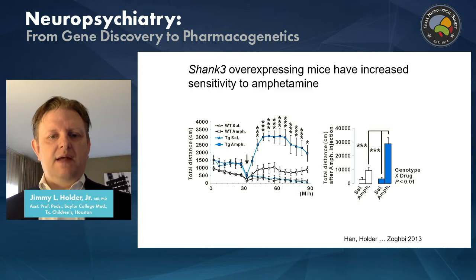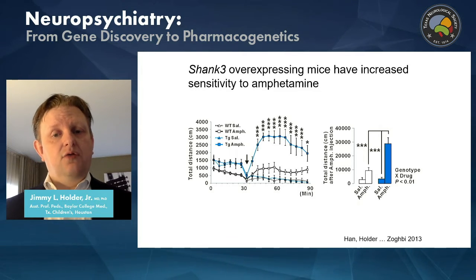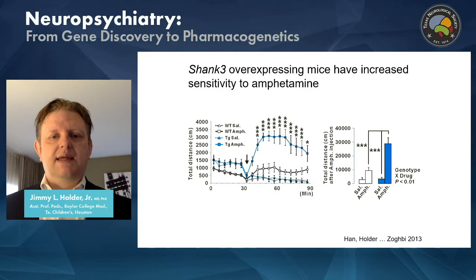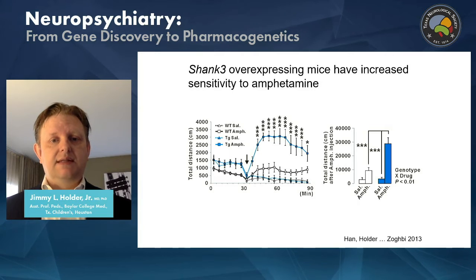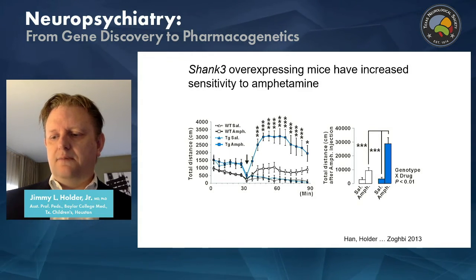We found for wild type mice there was a slight increase in activity as we expected. But for the SHANK3 overexpressing mice, we found exactly the opposite of what we expected, which was a dramatic increase in their activity. And that's shown quantitatively over on the right.